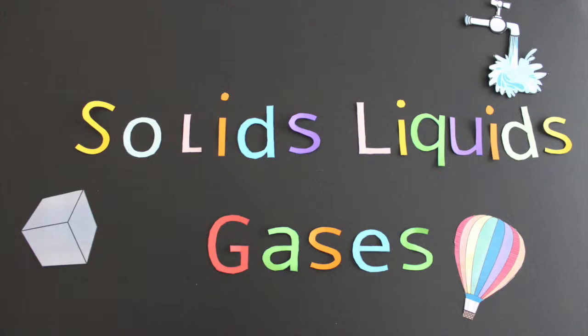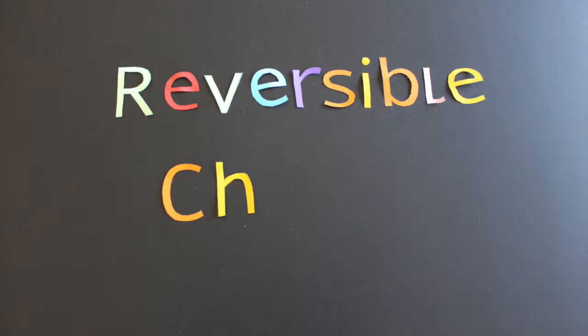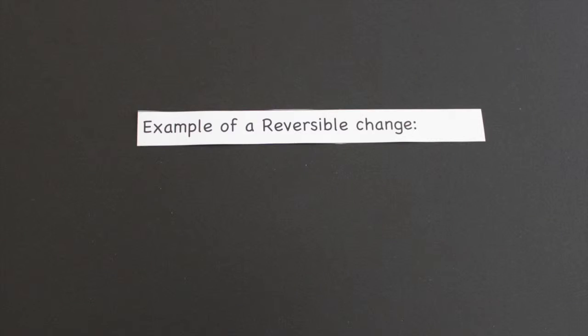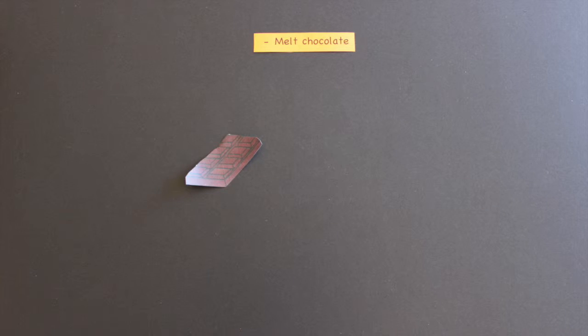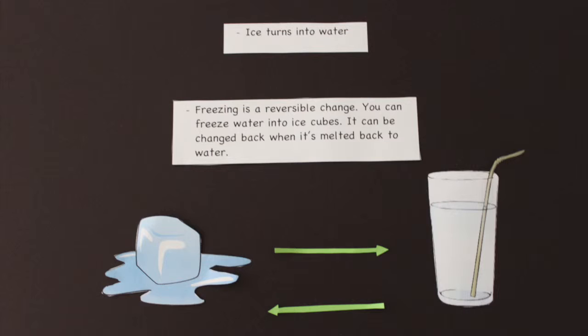Solids, liquids, gases. What is reversible change? Reversible change is an effect on a substance or material which can then be turned back to its original form. The change alters only the physical state of the substance, as it may look or feel different. Example of a reversible change: melted chocolate can turn back to a solid after cooling it. Ice cubes are reversible, as when it's melted, it turns back to a liquid.